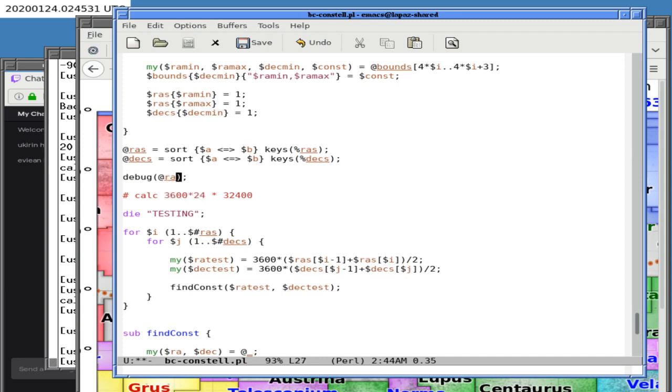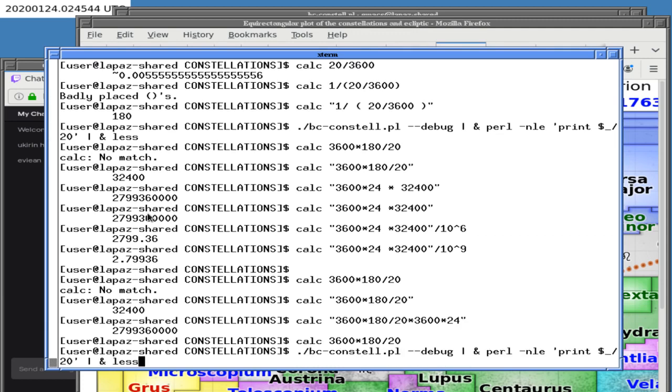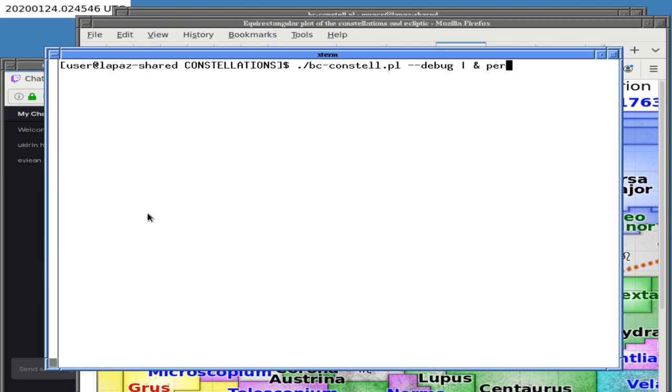My unfortunate suspicion is that the greatest common divisor of the right ascensions is simply 1, which means we have to store every possible value of right ascension. But who knows? I could be right. Yes, I said it. I said I could be right.